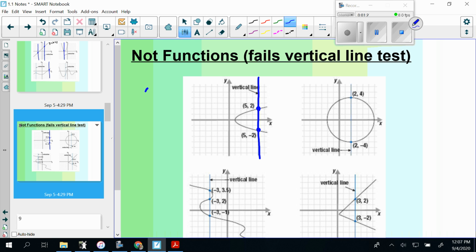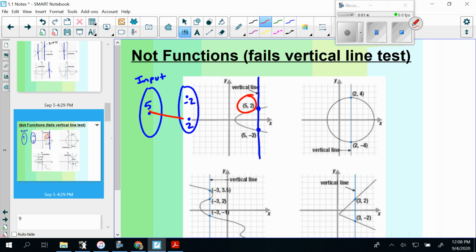Kind of going back to our graphic we had before, if this is our input or our domain here, if I have the input of 5 and I map it to this other side, there's two possible outputs here. We can have 5 go to +2, or we can also have 5 go to -2. That's not a function when you plug something in and you don't know what the result's going to be because there's multiple options.